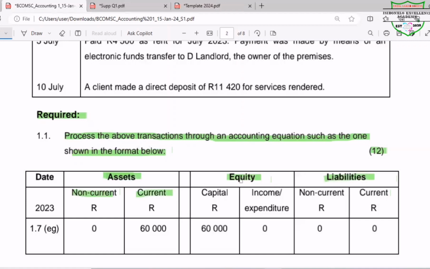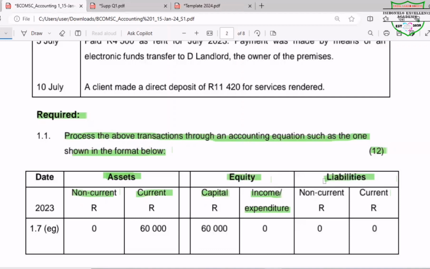Under the equity section, we have the column for capital, which is anything that is contributed by the owner. We're going to record it under this column, capital, contribution made by the owner. Then we have another column for income and expenditure. We know that income increases owner's equity and expenses decrease owner's equity. If we have an income, we're going to add because income increases owner's equity. If we have an expense item, we're going to subtract because expenses decrease owner's equity.